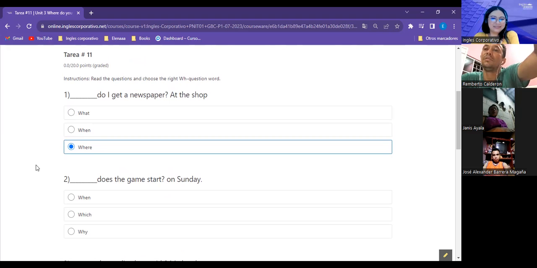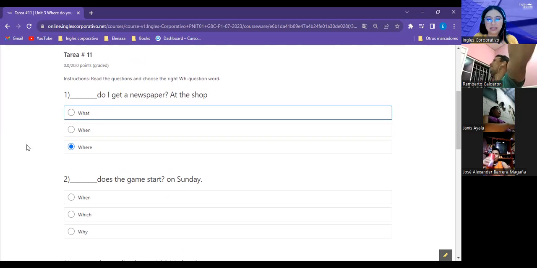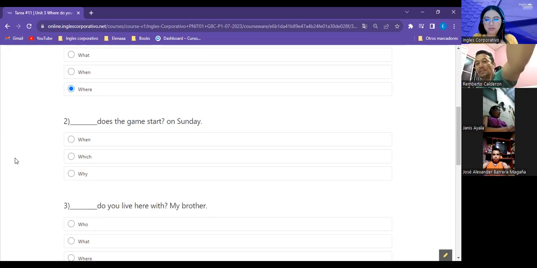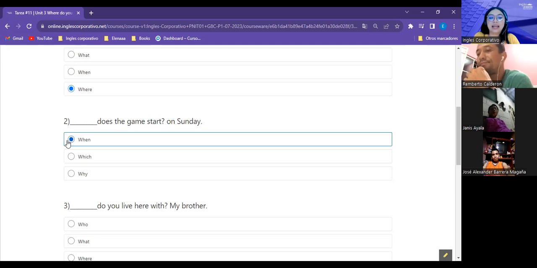¿Dónde? ¿Dónde puede conseguir el periódico? Ajá, ok. Get puede ser sinónimo de comprar. Where do I get a newspaper? At the shop. Ok. About number 2. On Sunday. On Sunday. When. Okay, when does the game start?